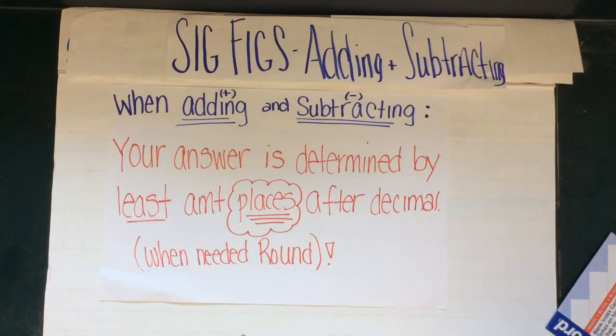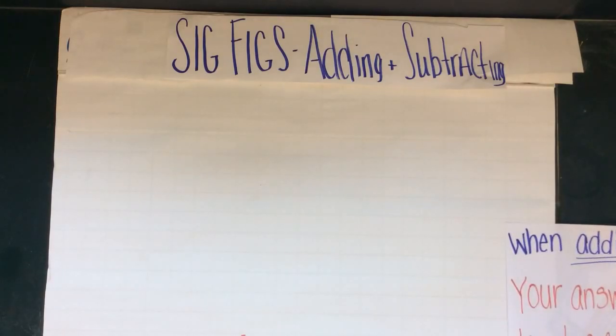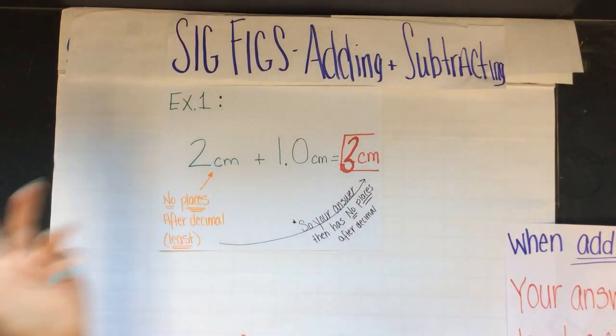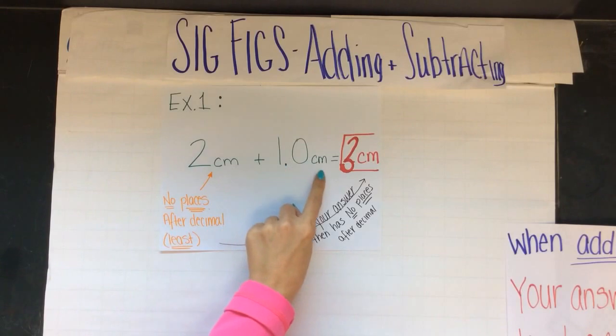All right, what does that mean? All right, so here we go. Let's say these are my measurements. I'm going to take my 2 centimeters that I measured somewhere on some piece of equipment, and I'm going to add it to 1.0 centimeters.